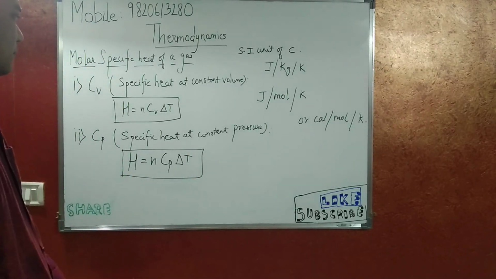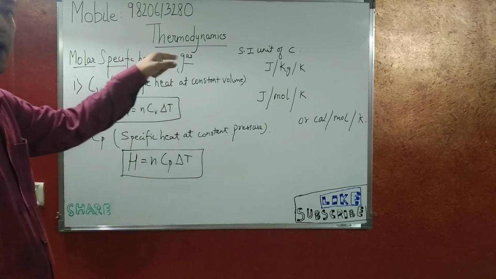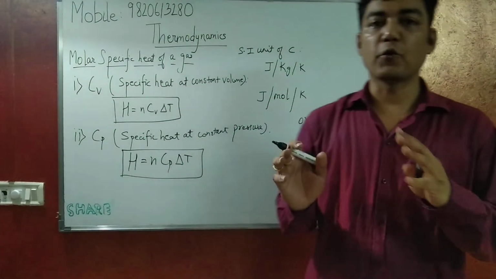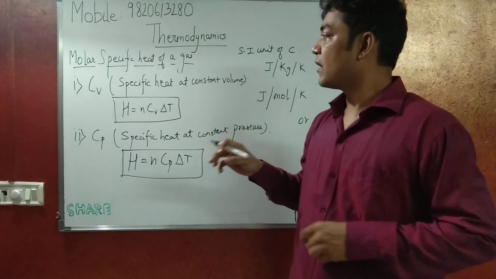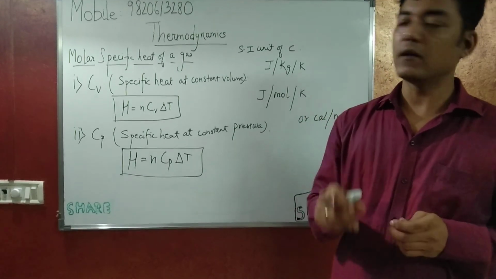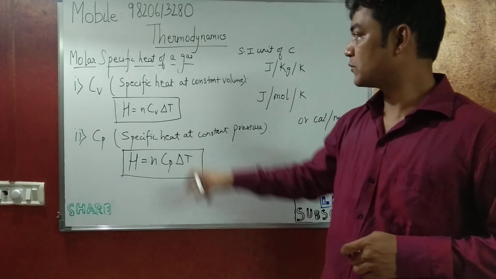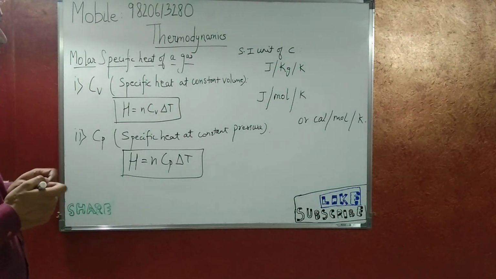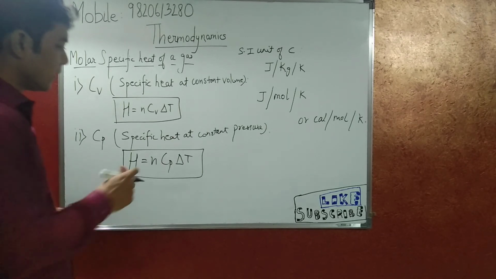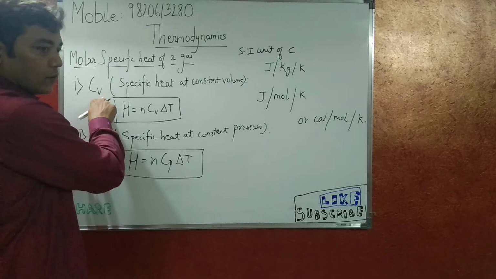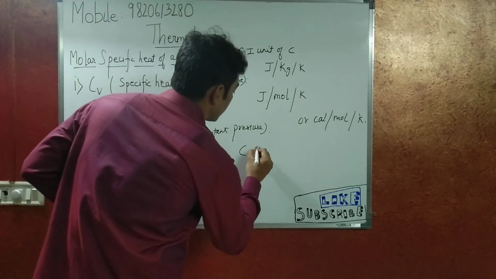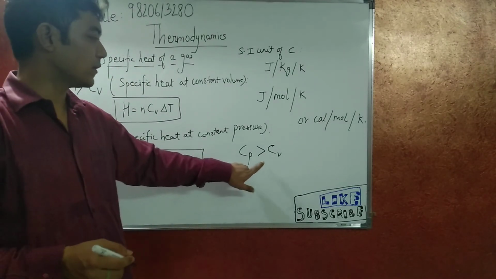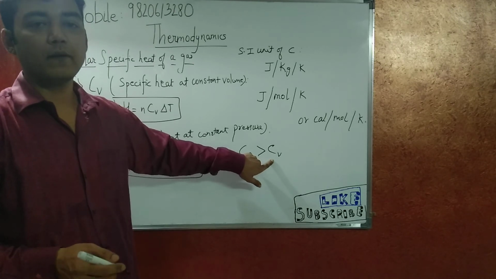So these are the two types of molar specific heat of a gas. Remember, the word molar indicates that in place of unit mass of a substance or of a gas, you are considering 1 mole of a gas. And always remember that Cp is always greater than Cv. That is, the specific heat at constant pressure is always greater than specific heat at constant volume.